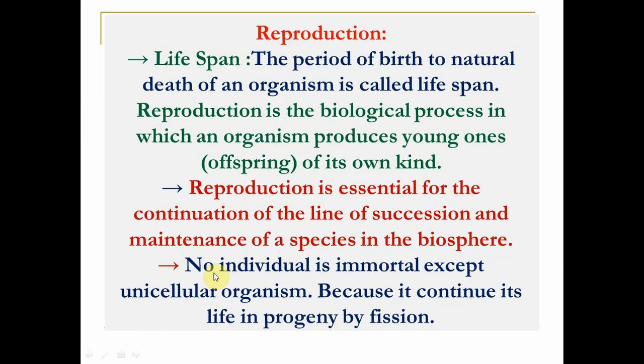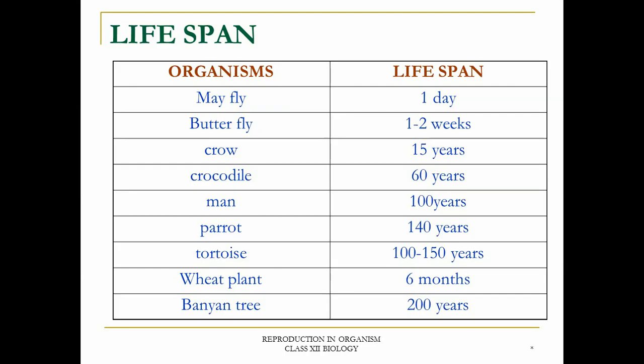Now, how many types of reproduction are there? There are two types of reproduction: sexual reproduction and asexual reproduction. Right. Before that, we'll see the different lifespans of different organisms. Here, different organisms are there: mayfly, butterfly, crow, crocodile, man, parrot, tortoise, wheat plant, banyan tree. Different plant and animal species, insects are there. Now here, their lifespans are very different from each other.